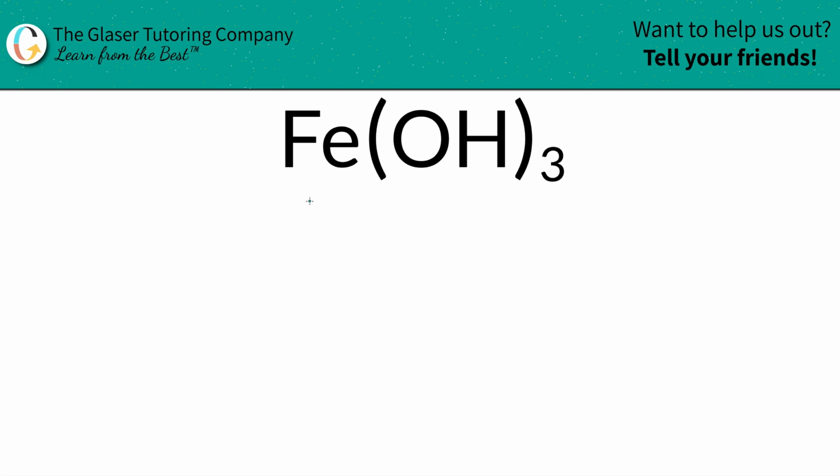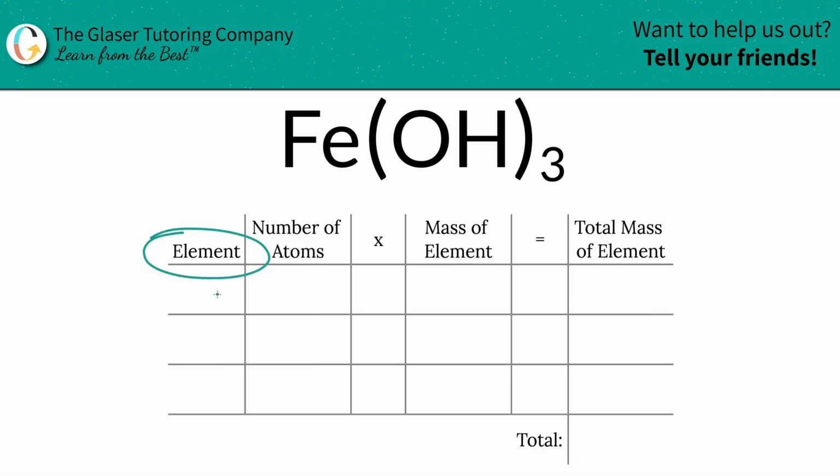Today we're going to be calculating the percent composition of iron, oxygen, and hydrogen in iron(III) hydroxide. First, we're going to find the total mass, create a nice little table to help us out, and then calculating the percentages is easy peasy. Take a look. Bam.